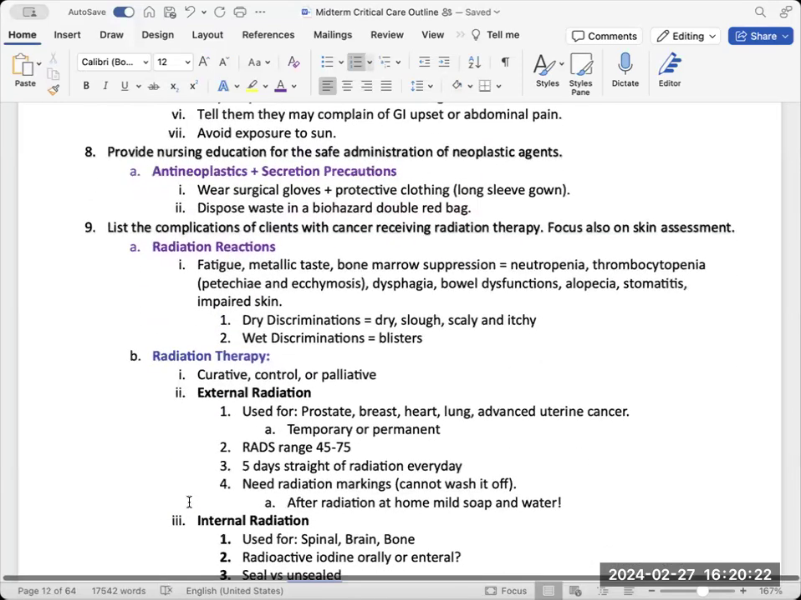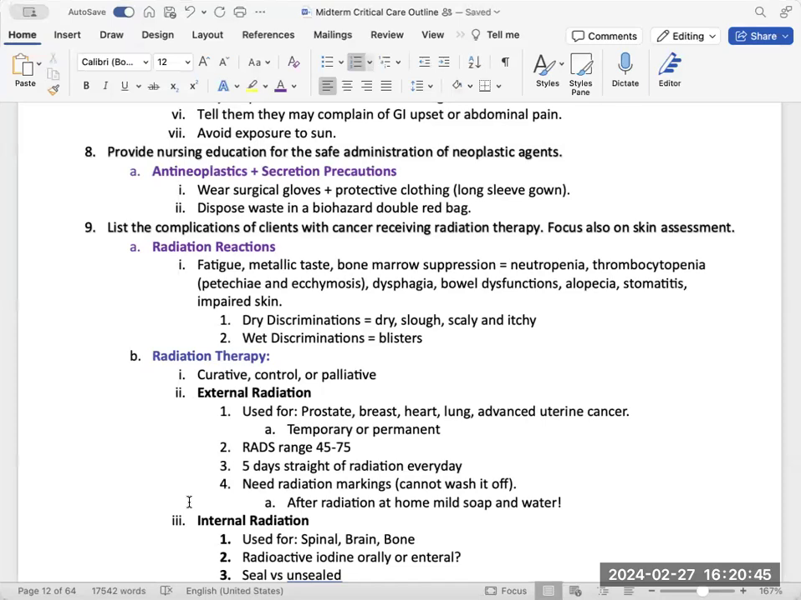The next question is to provide nursing education for safe administration of neoplastic agents. So I did see a few questions on this on CoursePoint, and most of the answers pertain to wearing surgical gloves or disposable gloves, sometimes they refer to them as protective clothing. And Dr. Remy specifically mentioned to dispose of the waste in a biohazard double bag. So we double bag it and we put them in those biohazard bags to dispose of the waste. Is there anything else that anyone wants to add?